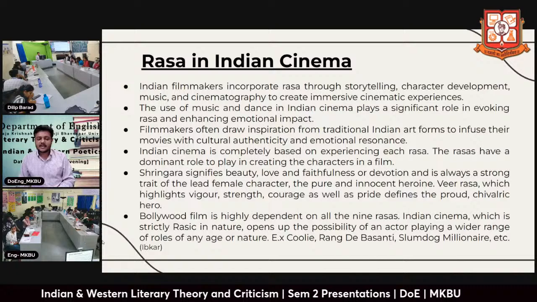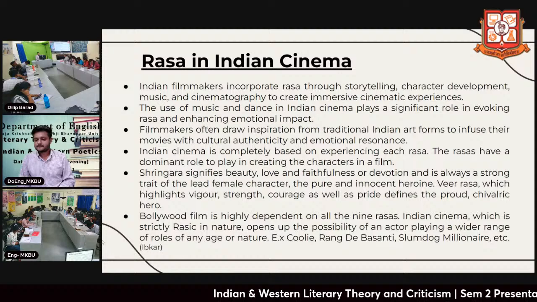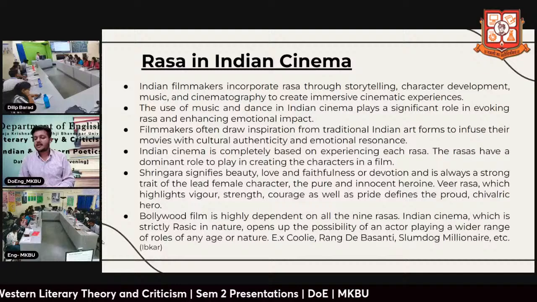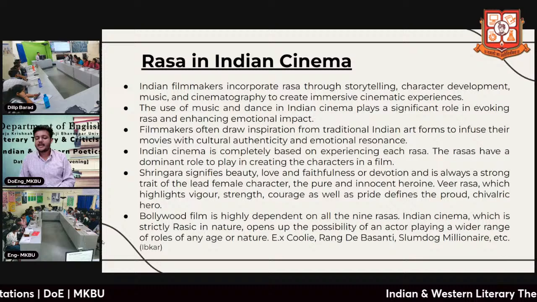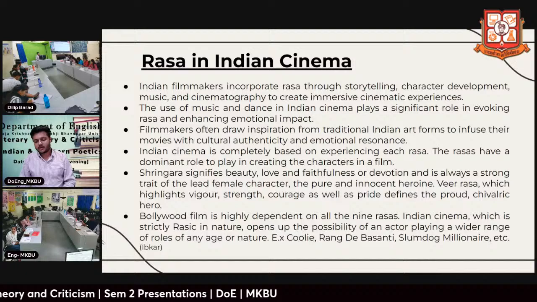Shringar signifies beauty, love, faithfulness or devotion and is always a strong trait of the lead female character, the pure and innocent heroine. Virras, which highlights the vigor, strength, courage, as well as pride, defines the proud and chivalric hero. Bollywood film is highly dependent on the nine rasas, and some examples are Puli, the character of Amitabh Bachchan, Rangde Basanti, the character of Amir Khan, and Slumdog Millionaire.